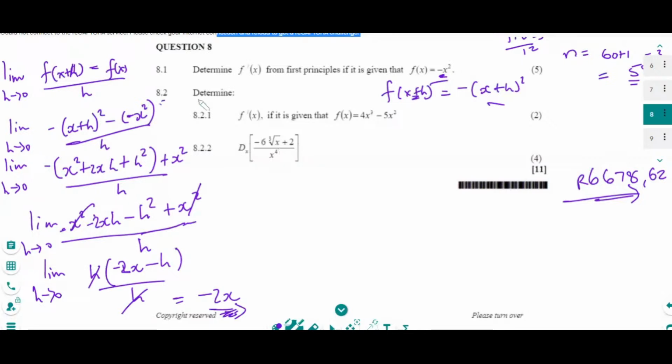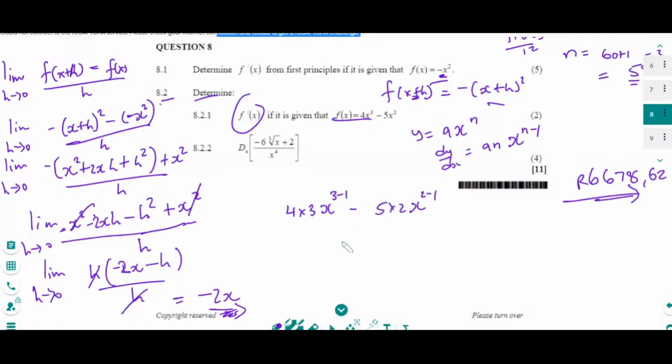Then 8.2, determine the first derivative of this function f, 4x cubed minus 5x squared. So we need to use that rule. If we have ax to the n, and that is y, then our dy/dx, or our first derivative, is anx to the n minus 1. So we're going to have 4 times 3 x to the exponent of 3 minus 1, minus 5 times 2 x to the exponent of 2 minus 1. So that's going to be 12x squared minus 10x.